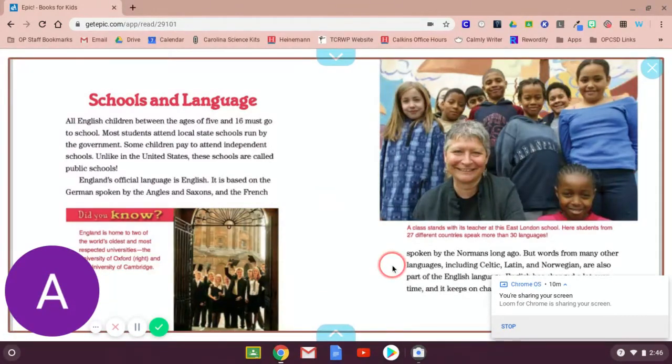So I read the text. I'm going to look at the image, and I'm going to read this label. A class stands with its teacher at this East London school. Here, students from 27 different countries, with those different backgrounds, speak more than 30 languages. That's incredible.